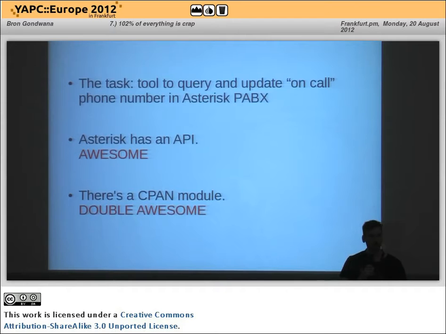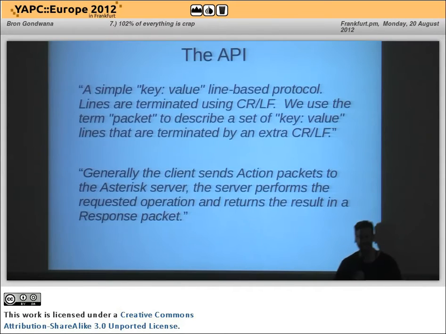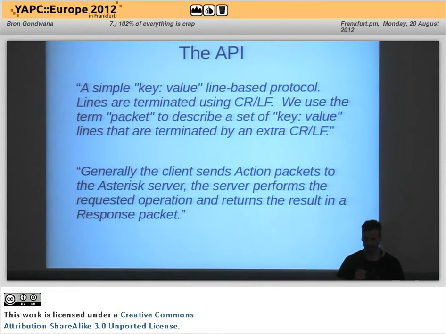Somebody calls that, they press a number, it dials somebody. To set that automatically from our system, I needed to talk to Asterisk. It has an API. Awesome, there's a CPAN module. Double awesome. This is going to be a piece of cake. The Asterisk API is just like HTTP headers. You send keys and values with a colon in between. It sends it through, it sends back a packet. Fantastic. So let's have a look at the Perl module then.